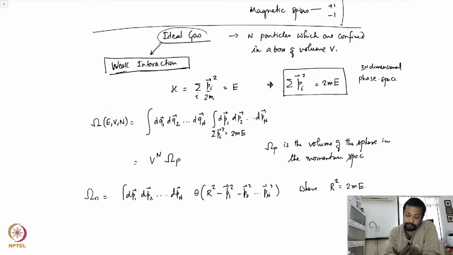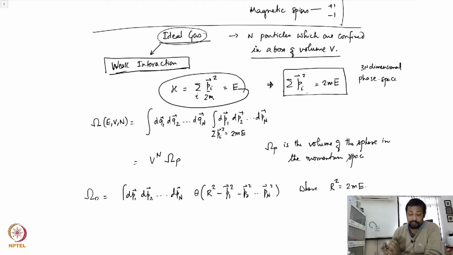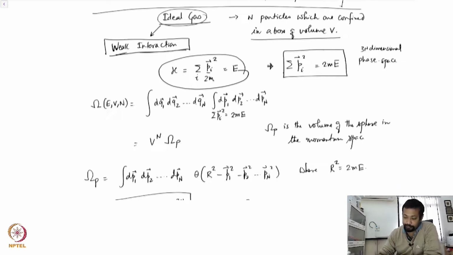So if you have not yet followed this, then we will very briefly go over it. We consider the system of an ideal gas where there are N particles which are confined in a box of volume V. Therefore, the Hamiltonian of the system is given by this, which means that in the phase space, the Hamiltonian does not depend on coordinates.